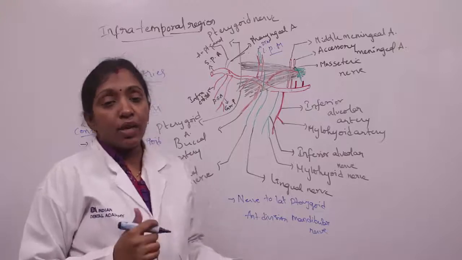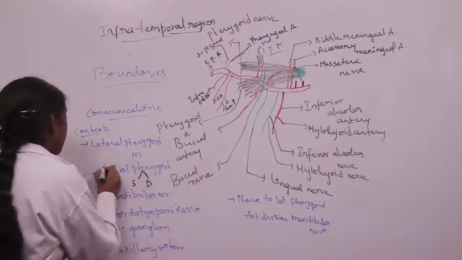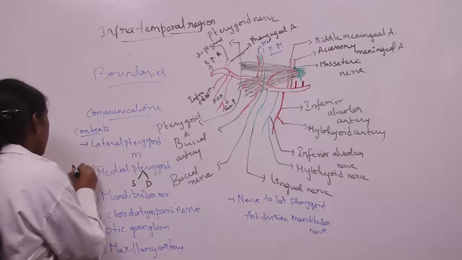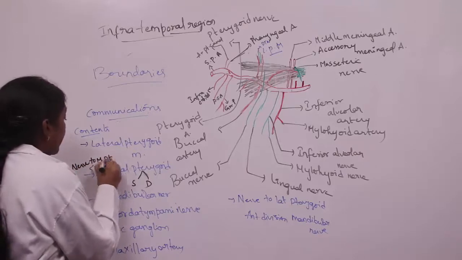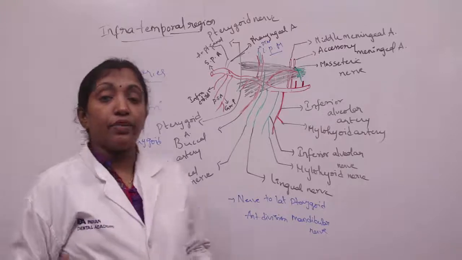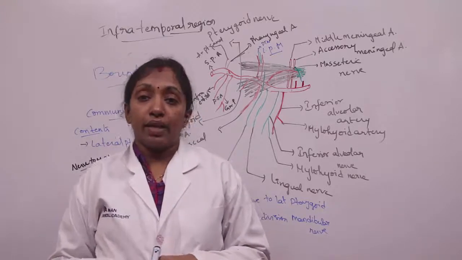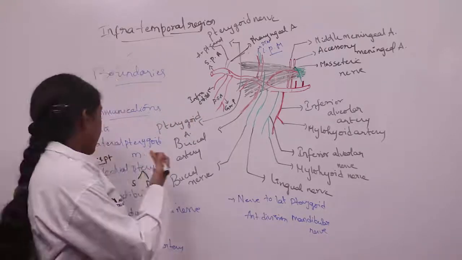And the nerve supply of the medial pterygoid muscle is the nerve to medial pterygoid, which is a branch directly from the trunk of the mandibular nerve. So that's about the medial pterygoid muscle.